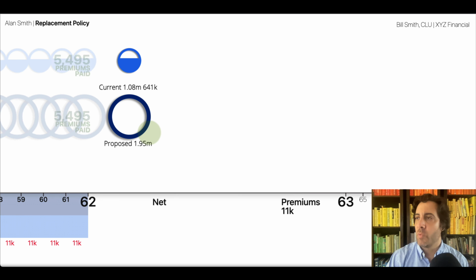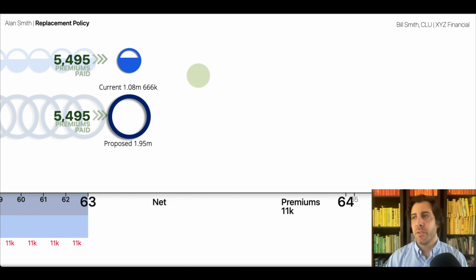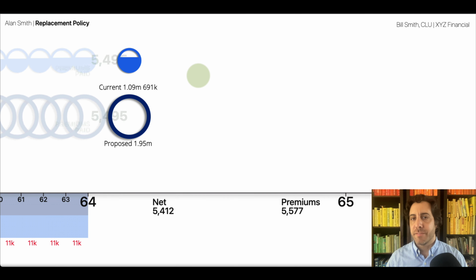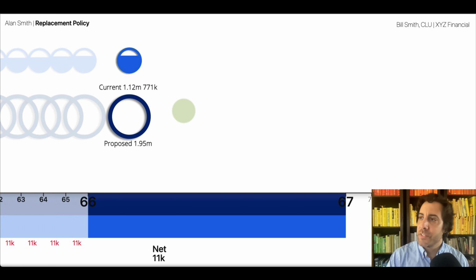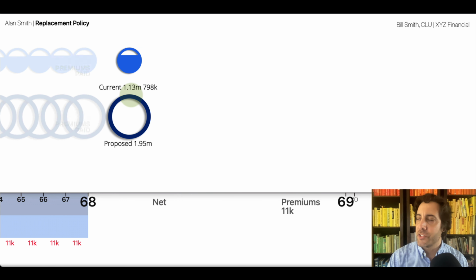Here we are at age 61. I see greens over the top here. So it looks like the current policy you have is doing really good, right? They might be like, well, why are we even replacing this? And this policy down below doesn't even have any more cash value left, and it's just staying the same.